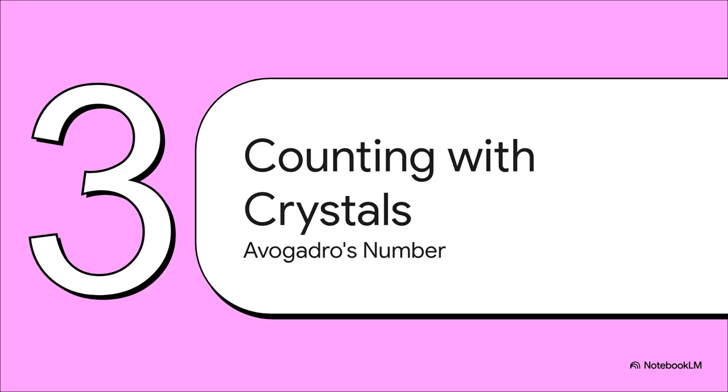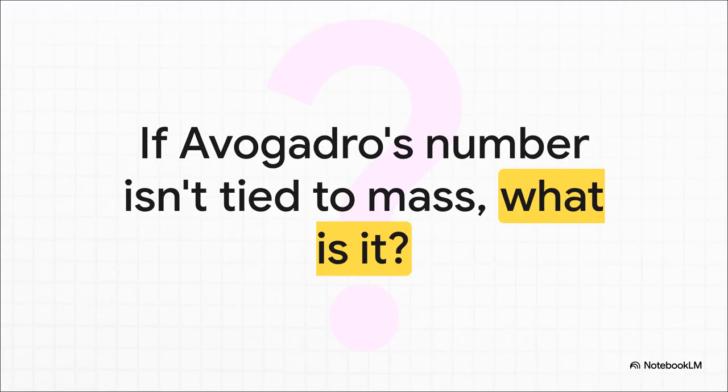So let's start with Avogadro's number. I mean, how do you give a real, tangible meaning to a pure number that's just for counting? Well, the answer, surprisingly, has to do with perfect imaginary crystals. So you have to ask, right? If Avogadro's number is now just this perfect, defined number and it's totally disconnected from its old anchor, what does it even represent? What is it?